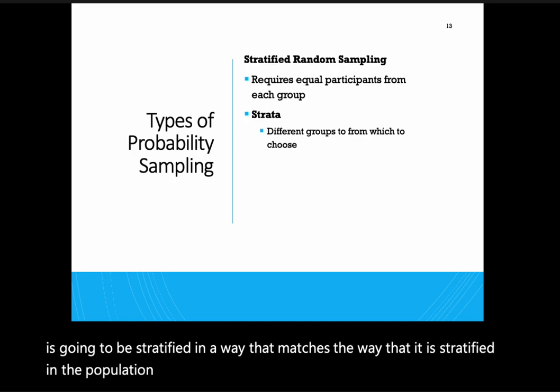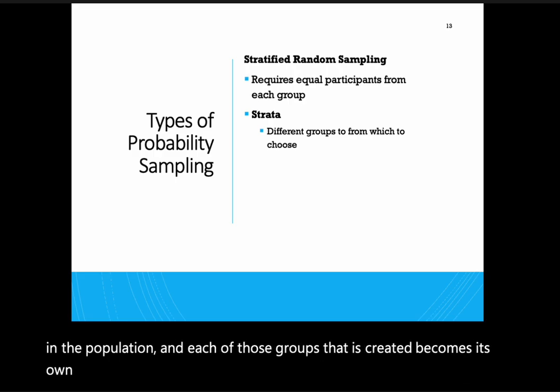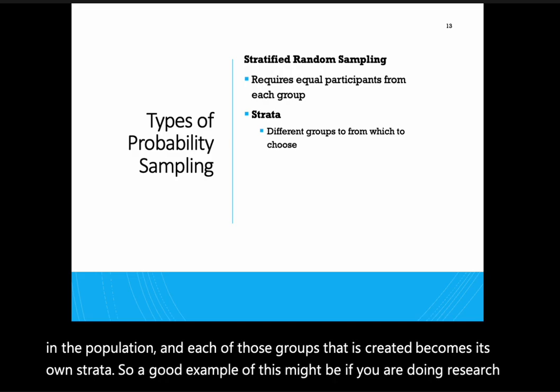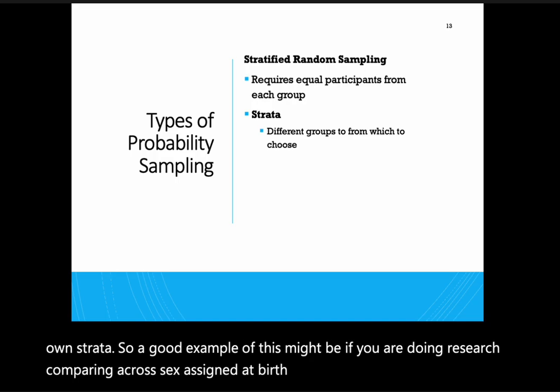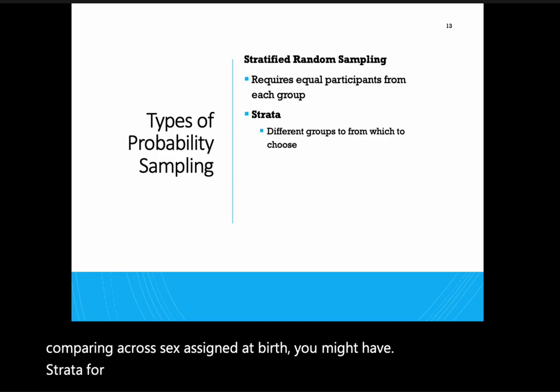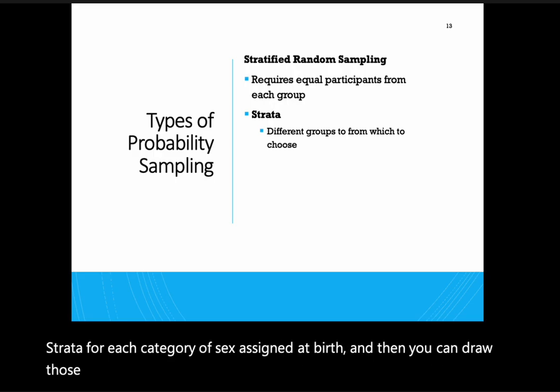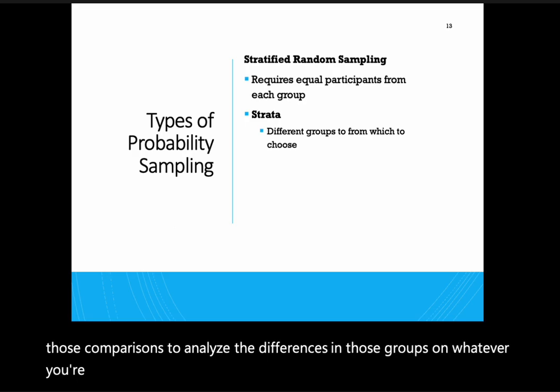And each of those groups that is created becomes its own strata. So a good example of this might be if you are doing research comparing across sex assigned at birth, you might have a strata for each category of sex assigned at birth, and then you can draw those comparisons to analyze the differences in those groups on whatever your construct of interest is.